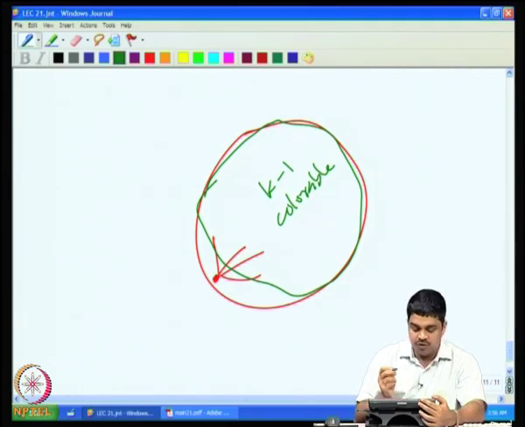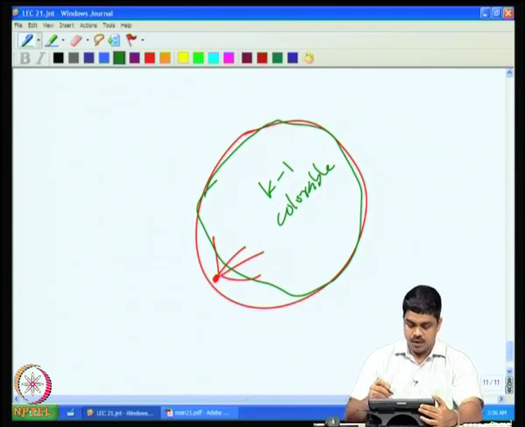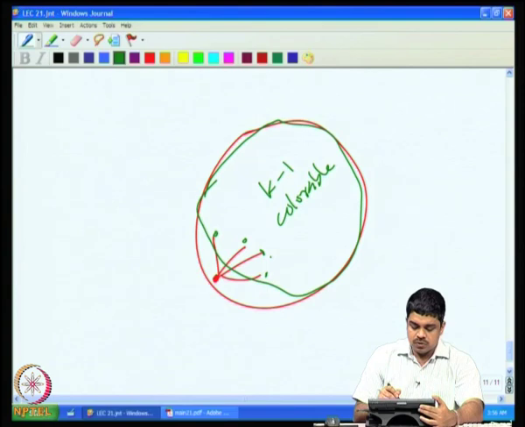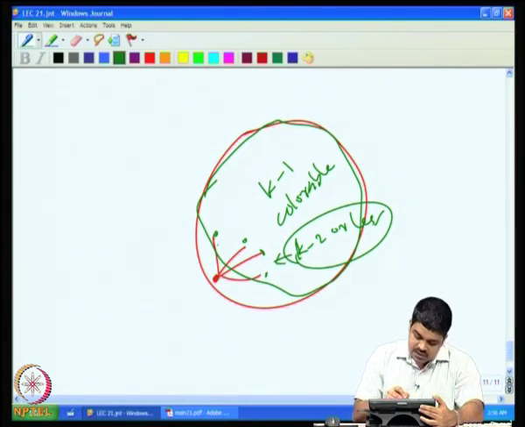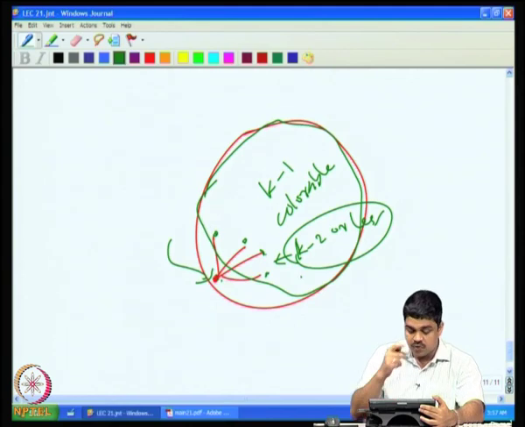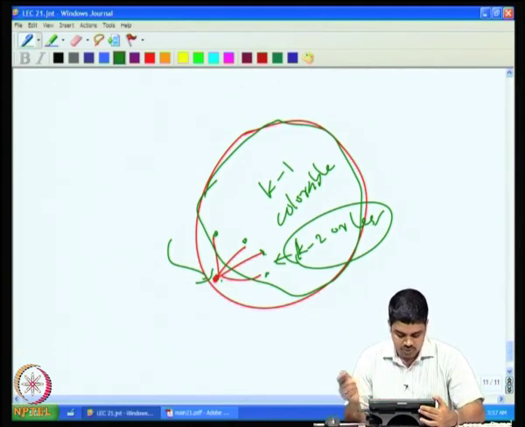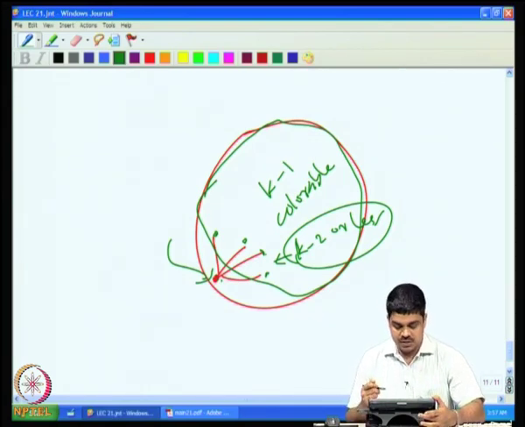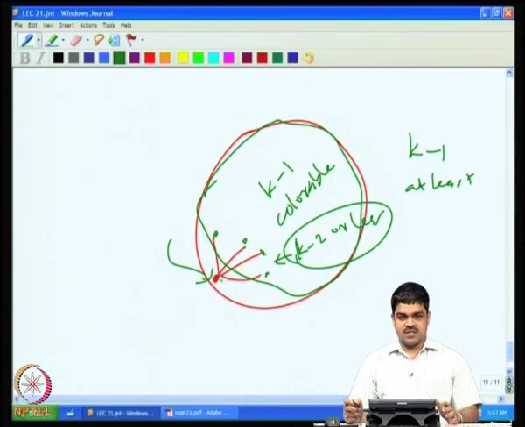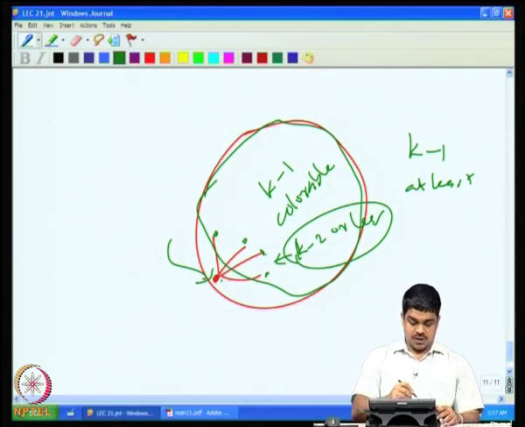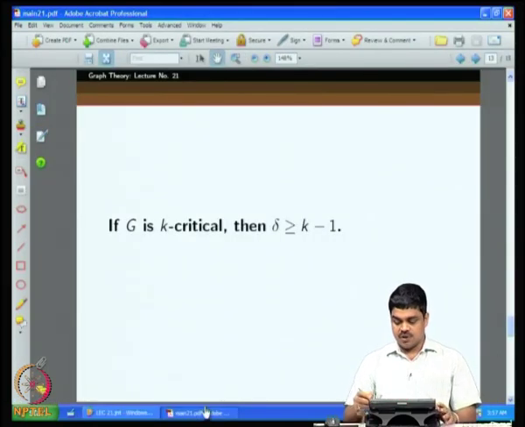Why? Because the original one was a K critical graph. If you remove it, the chromatic number should reduce. Now you color it with K minus 1 colors. Now suppose the degree of this vertex was K minus 2 or less. Then there is one color free from the K minus 1 colors, and you can use it to color this vertex, because it has only K minus 2 neighbors. So this entire thing can be K minus 1 colored, but we know that it requires K colors. Which means that every vertex should have degree at least K minus 1, so that the K minus 1 coloring of the remaining graph cannot be extended to it. This is the reason for it to have minimum degree greater than or equal to K minus 1.